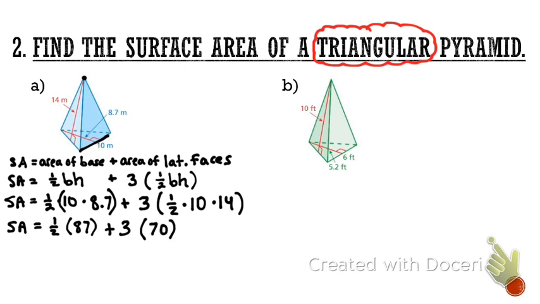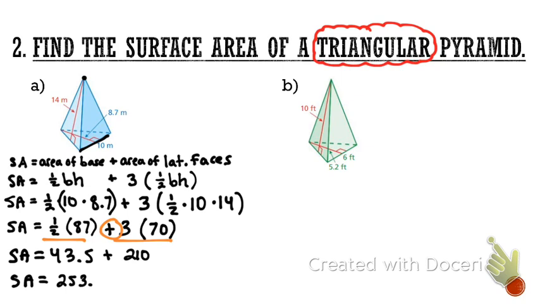Now all we got to do, remember, you want to break it down, multiply these together before adding them. That's our PEMDAS rule. So half of 87, I'm going to get 43.5, plus 3 times 70 is going to be 210. When you add those two together, you figure out that the surface area of this triangular pyramid is 253.5 meters squared. Once again, you square it because we are finding the area.